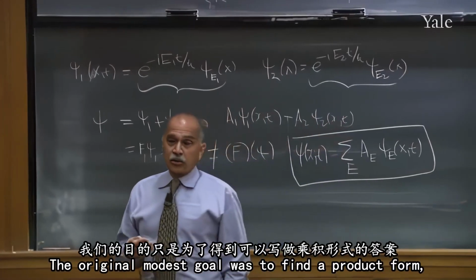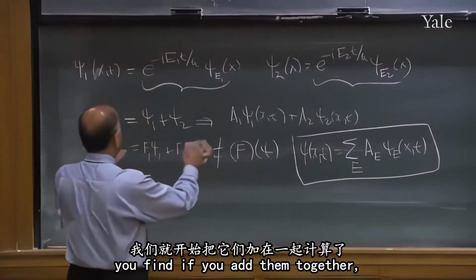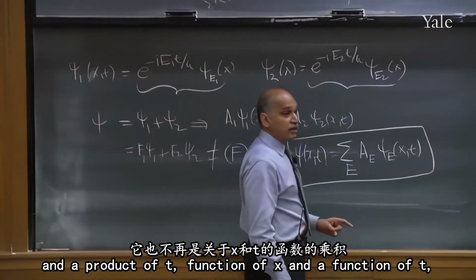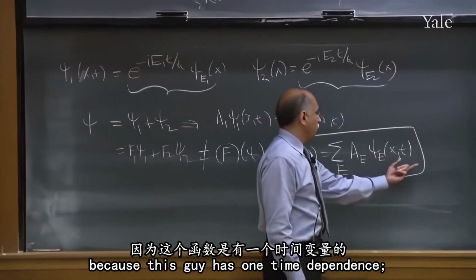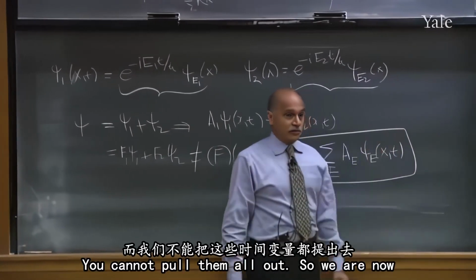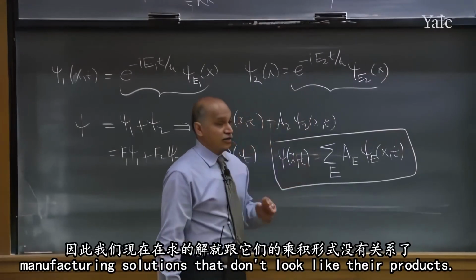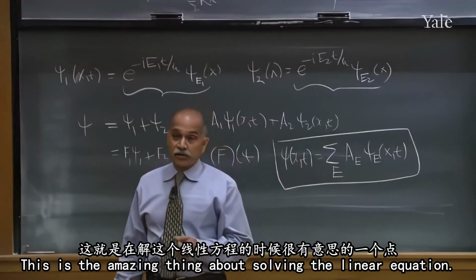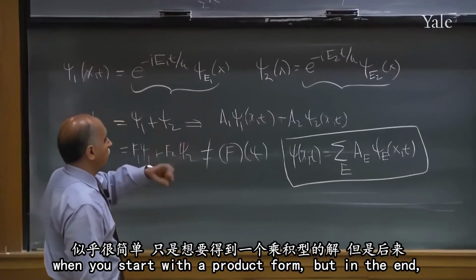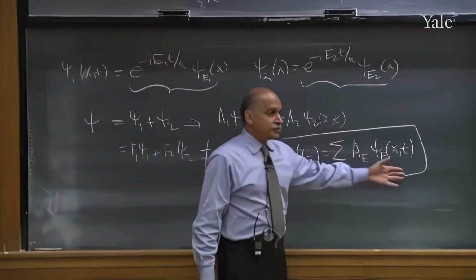The original modest goal was to find a product form. But once you have the product form, you find that if you add them together, you get a solution that is no longer a function of x times a function of t, because this term has one time dependence and another term has a different time dependence. You cannot pull them all out. So we have now manufactured solutions that don't look like products. This is the amazing thing about solving a linear equation. You seem to have very modest goals when you start with a product form, but in the end, you find that you can make up a linear combination of products.